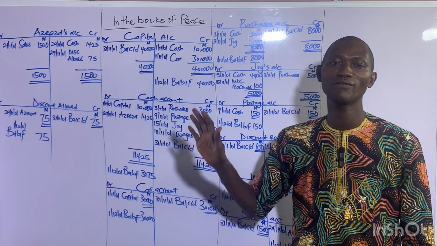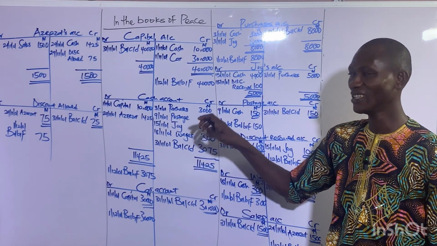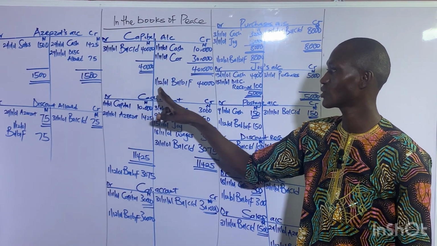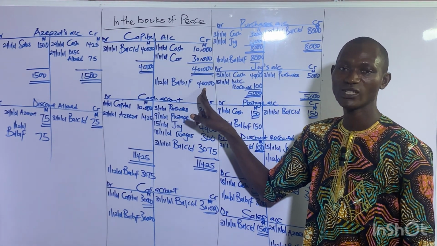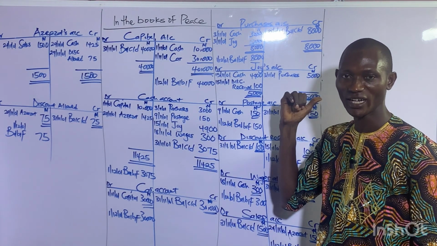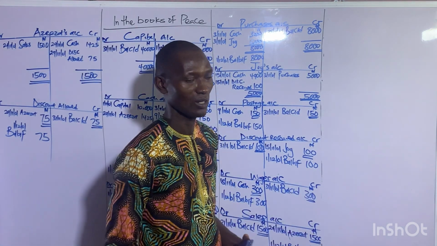So if you want to extract your trial balance now, all you need to do is focus on the balance brought forward on each account or on each balance in the accounts in the ledger. So for example, now capital account, the balance brought forward here is what we are going to focus on when we want to take the balance and state it in the trial balance. So let's do that, so that all these that we have been saying will make a lot of sense.